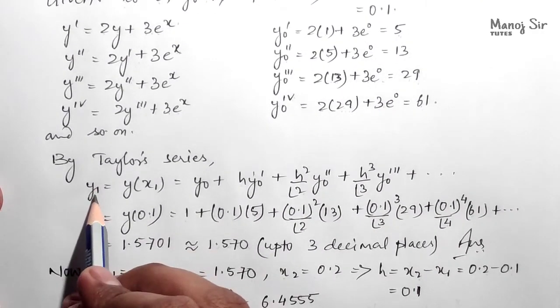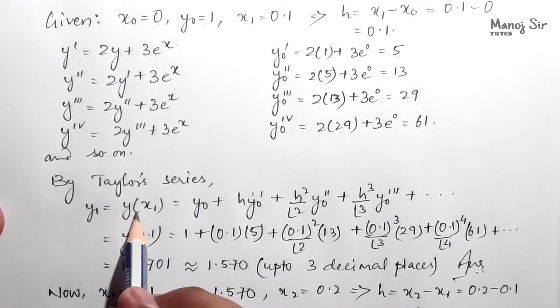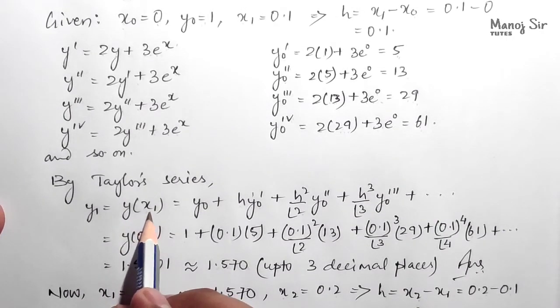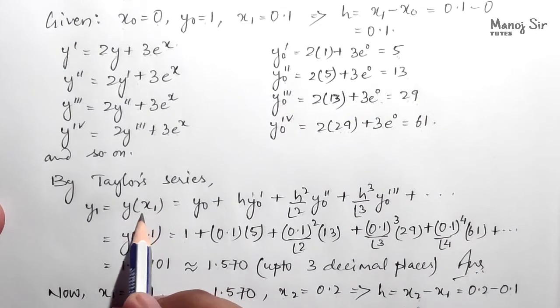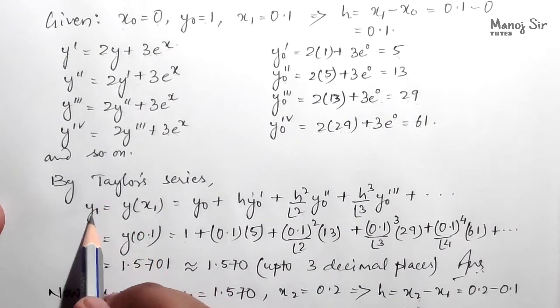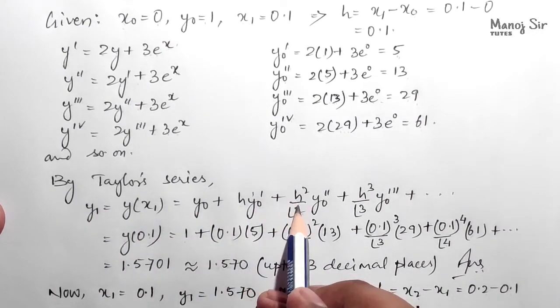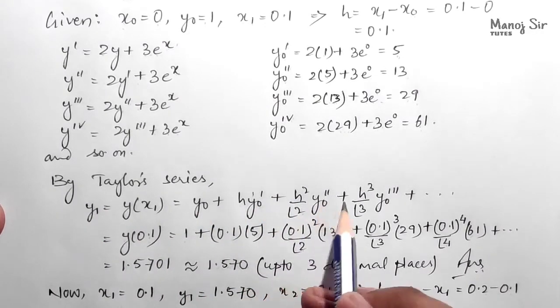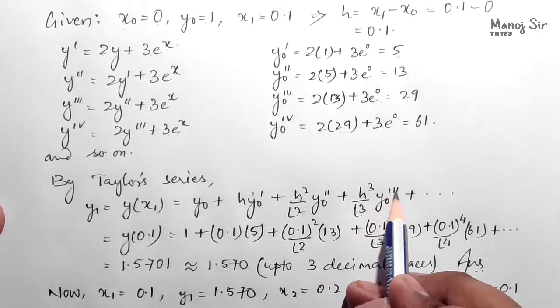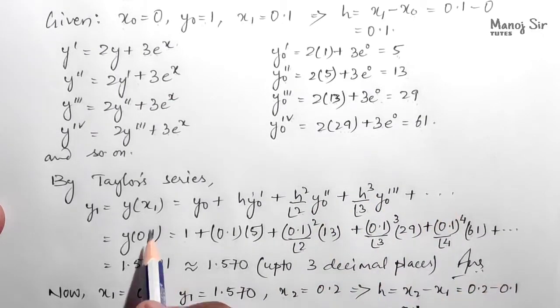So by Taylor series we know that y1 equals y of 0.1. We need to find the value of y when x equals 0.1, that is y1. This equals y naught plus h into y naught dash plus h square upon factorial 2 y naught double dash plus h cube upon factorial 3 y naught triple dash plus dot dot dot. In place of x1 we will put 0.1.